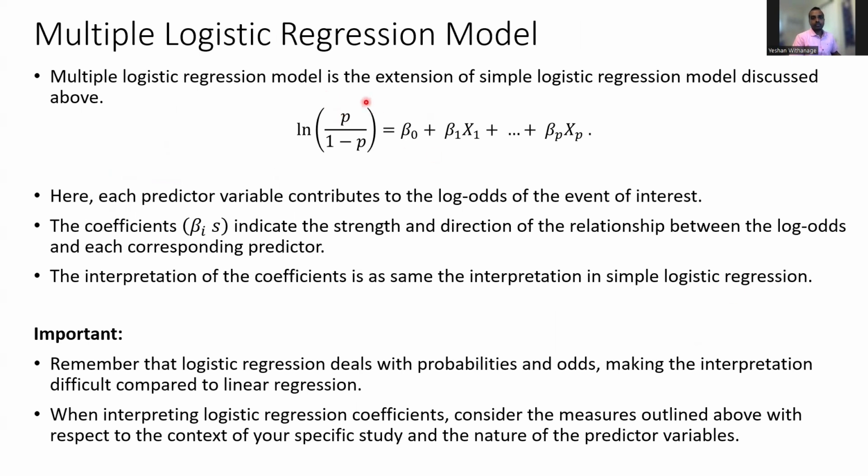Right, so let's see the multiple logistic regression. Multiple logistic regression is the extension of simple logistic regression model. Interpretation is very similar to that of simple logistic regression. Each coefficient shows the strength and the direction of the relationship between the log odds and the corresponding predictor. Always remember that the coefficient interpretation is specific to the context that we are interested in.